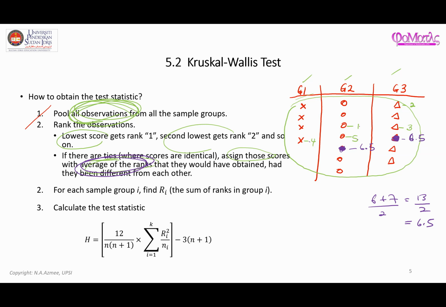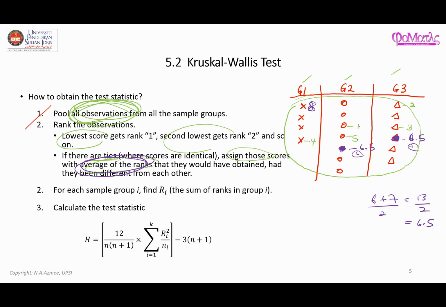And then for the next observation, we move on to, let's say, number 8. Because originally this is 6, this is 7, but they get the rank of 6.5, 6.5, the next observation will be at rank 8. So I hope that is quite clear to you all.